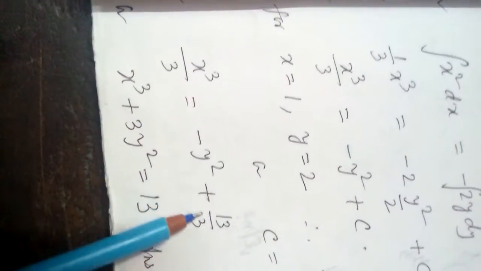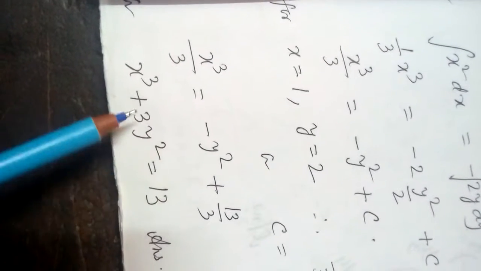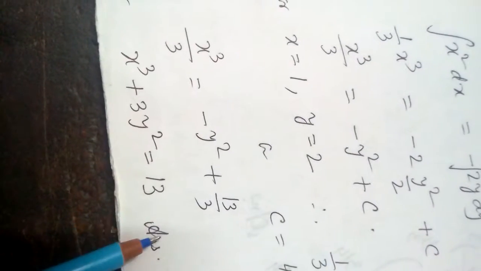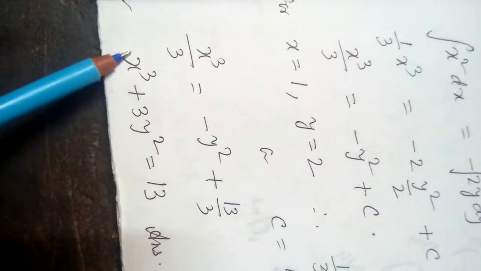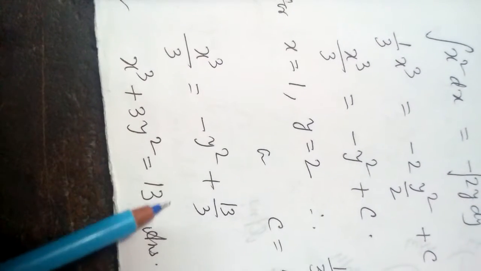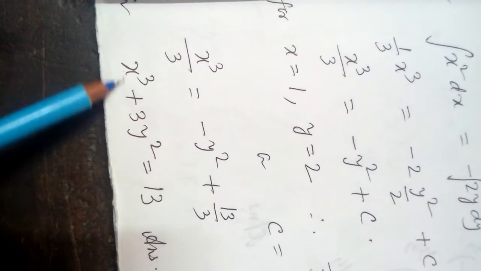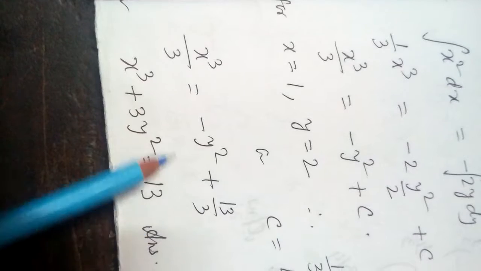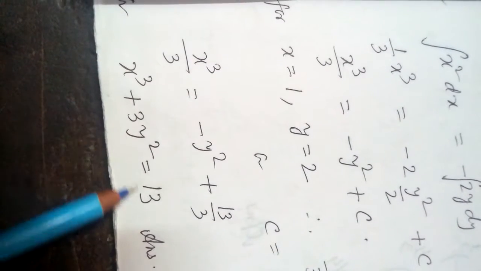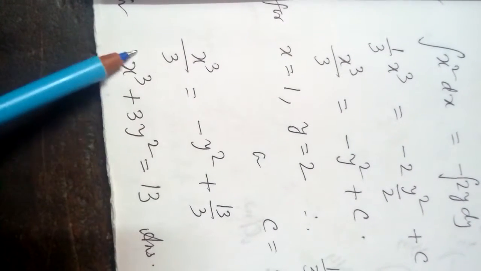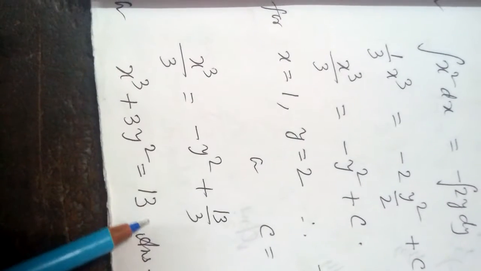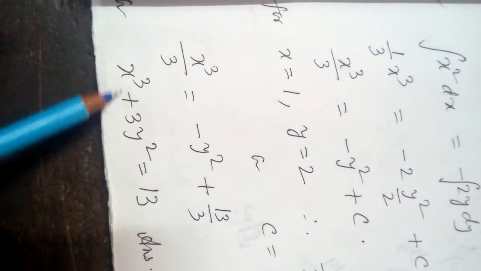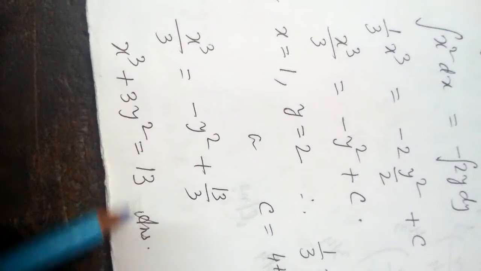So this is the answer. This is the equation of the streamline. Now from this equation you understand that it is not a straight line, it is a curved line, a cubic curve.